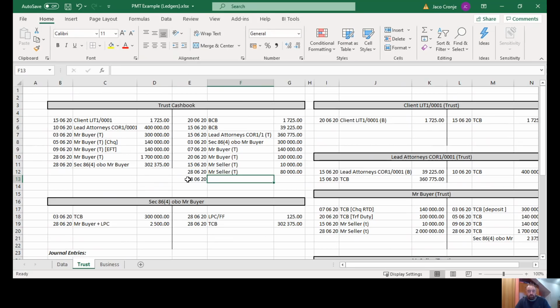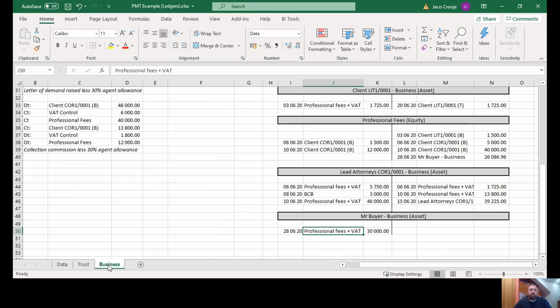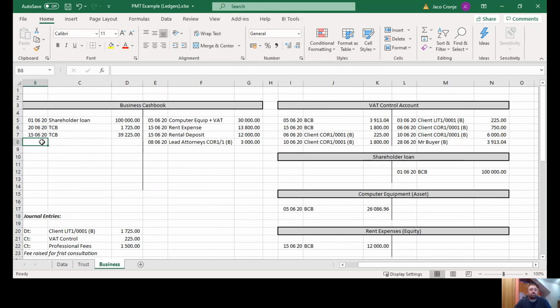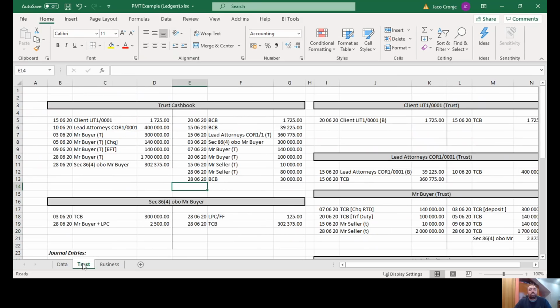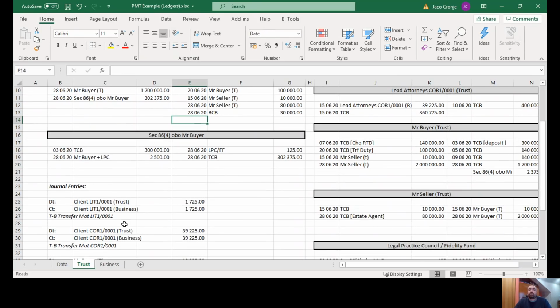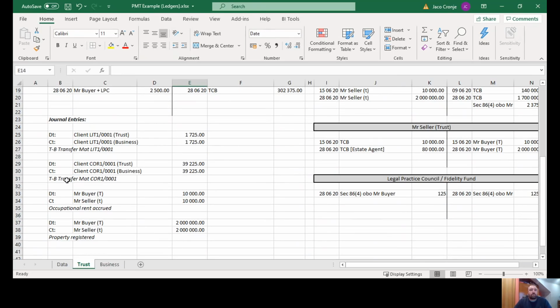And my description will be BCB to the value of 30,000 Rand. If it goes out of my trust, comes into my business, now I've got a problem because it's still showing that the buyer owes me money. So I need to do my transfer journal. So I'm going to use that one there and copy it out here.